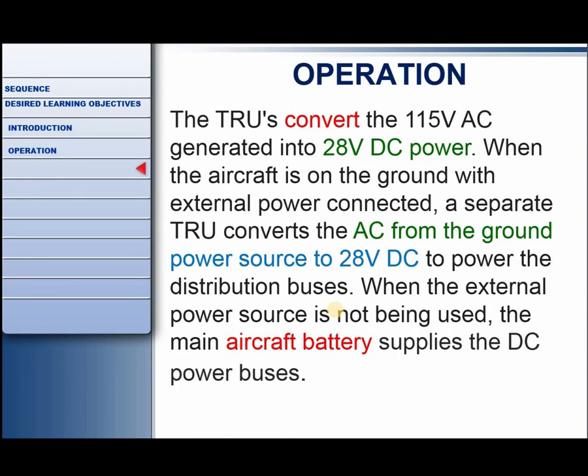Dear students, the TRUs convert the 115 volt AC generated into 28 volt DC power. When the aircraft is on the ground with the external power connected, a separate TRU converts the AC from the ground power source to 28 volt DC to power the distribution buses. When the external power source is not being used, the main aircraft battery supplies the DC power buses, and these DC power buses provide 28 volt DC to the different aircraft systems which run on 28 volt DC.